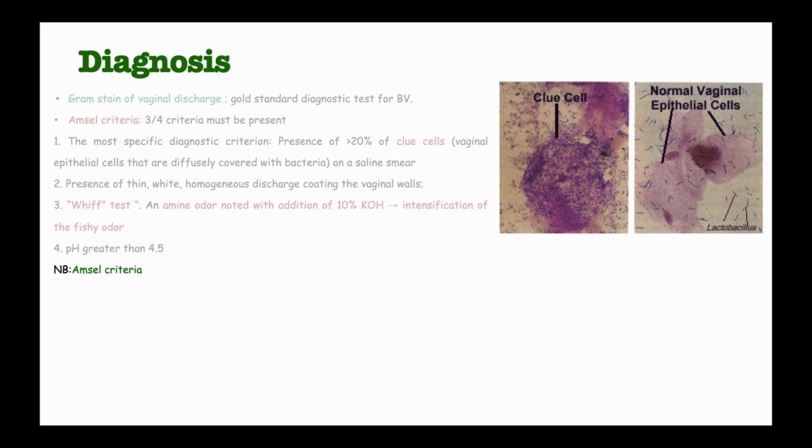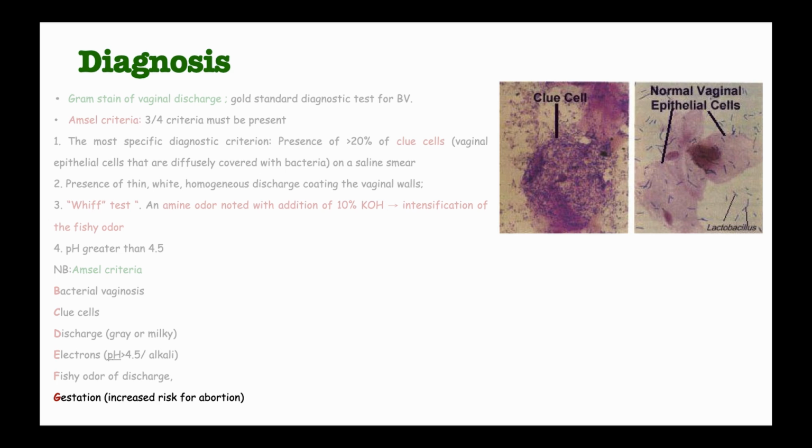So we have the A, B, C, D, E, F, G. A stands for the Amsel criteria. The B means it is used in bacterial vaginosis. Then the C talks about the clue cells, which I just explained, as you can see in the photo over there. Then we have D standing for a discharge, which must be gray or milky. Then we also have E, talking about the pH more than 4.5, or being alkaline in nature. Then we also have the fishy odor of the discharge. Then we talk about gestation, and we say it increases the risk of abortion in women.